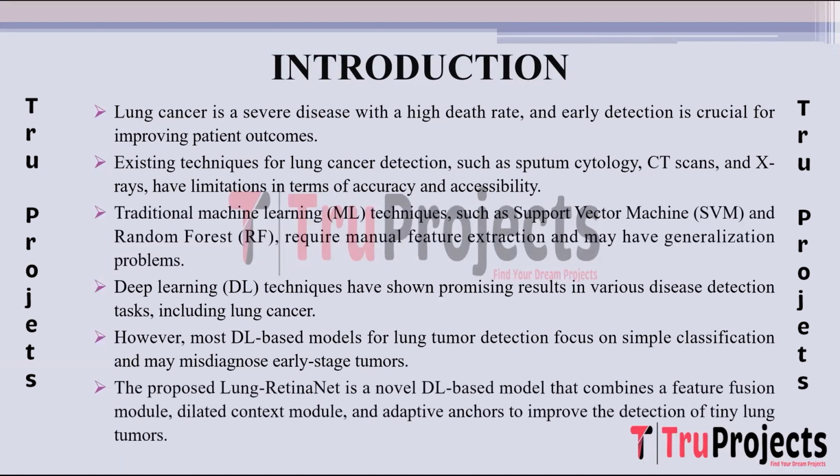The Lung RetinaNet is a novel deep learning-based model specifically designed to address the limitations of existing models. It introduces several innovations such as Feature Fusion Module. This combines information from different sources or layers to enhance the understanding of tumor features. Dilated Context Module. It helps the model capture a broader context around tumors, aiding in the detection of tiny lesions. Adaptive Anchors. These adapt to various sizes of tumor, enabling the model to better detect both large and small tumors.